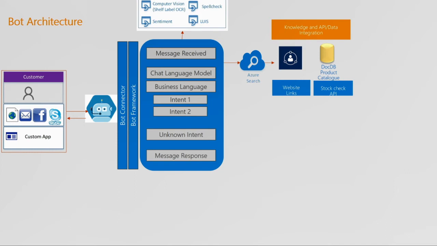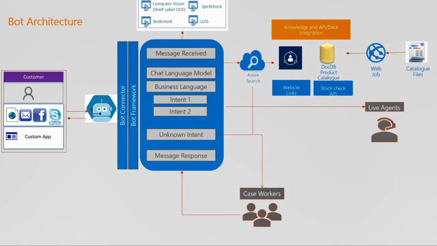We also are leveraging that directly against their product catalog, and we're using some of the stock check API integration to pull that in. We do a load from their catalog files via a simple web job into the DocDB product catalog database that we've created, and this completes the solution for how we can find products.